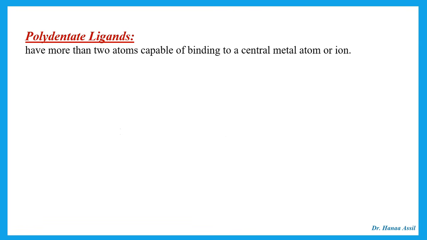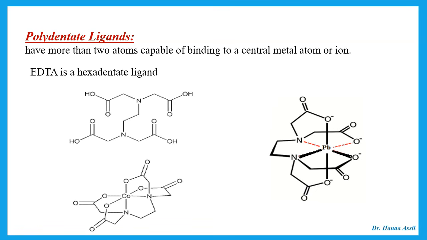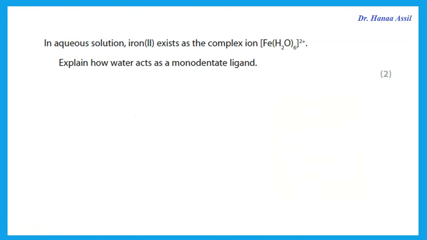We also have polydentate ligands. Polydentate ligands can form many dative bonds to the central metal ion. An example is what we call EDTA. EDTA is hexadentate, which means it can make 6 dative bonds to a central metal ion.